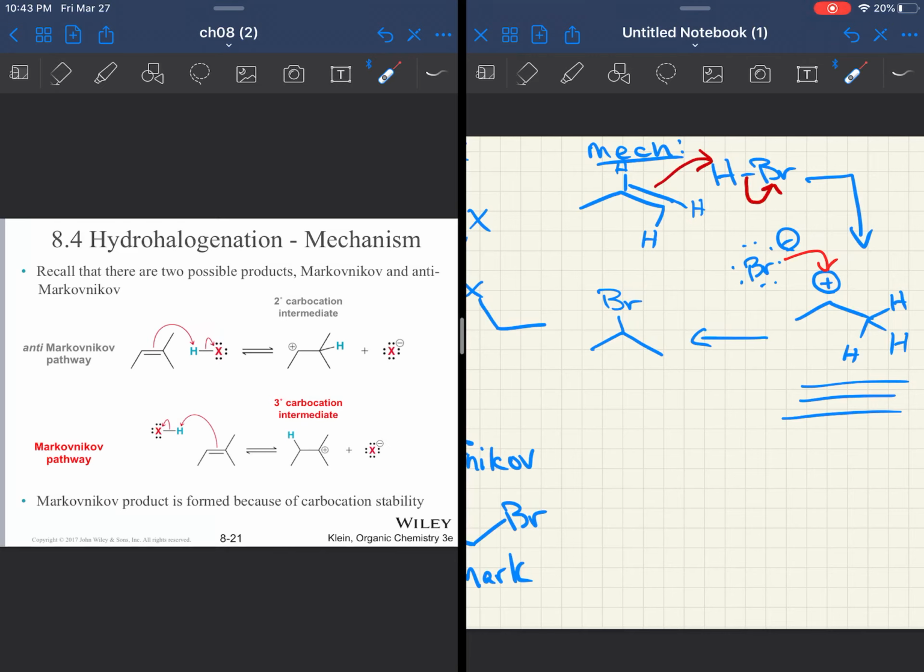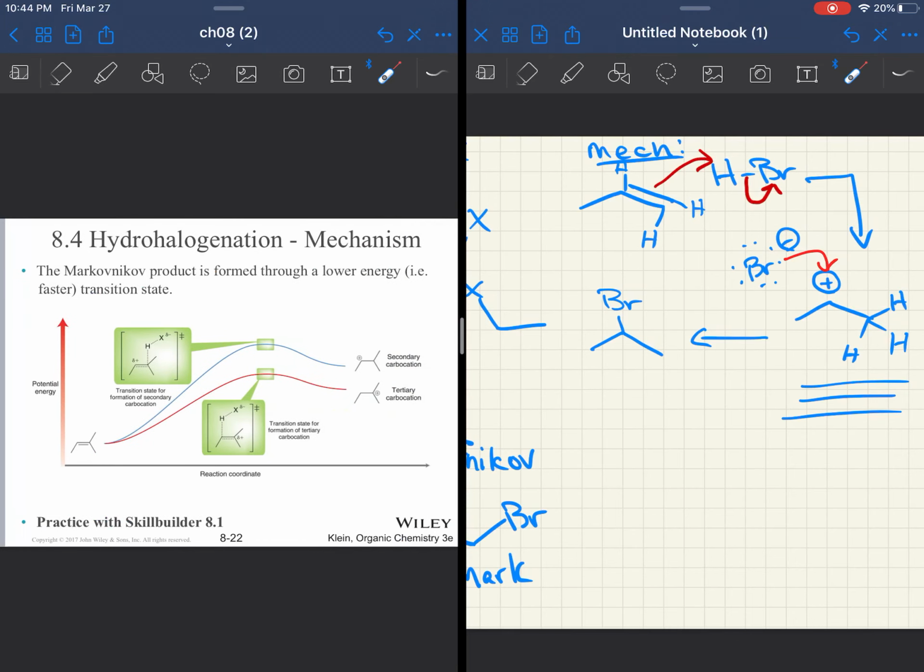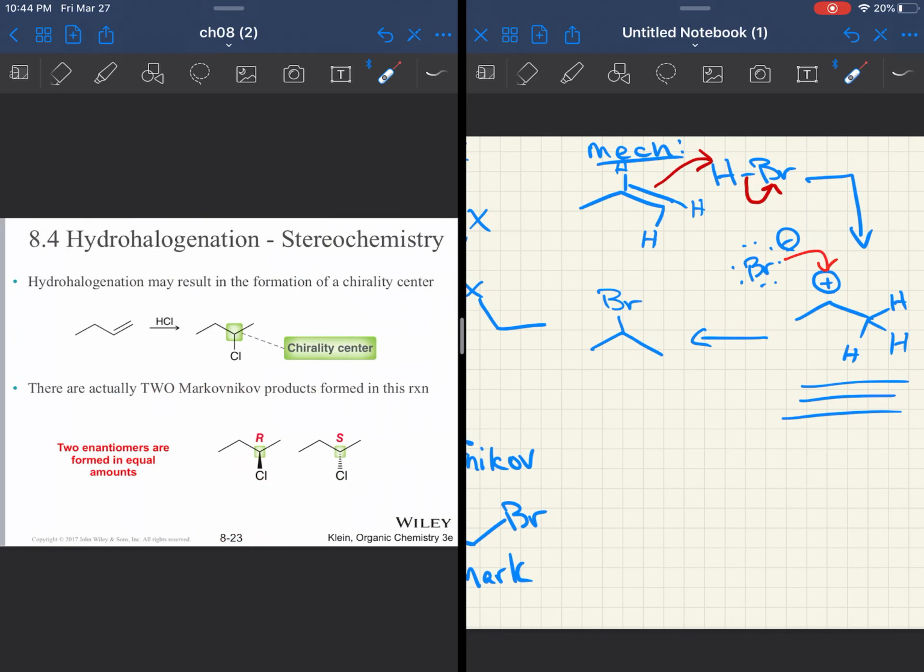Now, the anti-Markovnikov pathway is not possible here, or it does not give you as much. It's definitely a minor product because you get a less stable intermediate. All right, this is going to be the major or preferred mechanistic step because it gives you that tertiary carbocation. Carbocation stability is everything in this reaction. There's just focusing in a little bit more on the energy diagram. You're welcome to take a look at that.